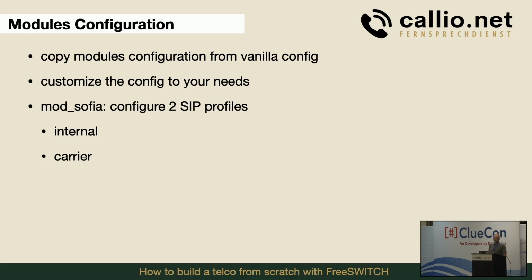After this, take the modules configuration from the vanilla config for all your selected modules and put it together. You can customize it to your needs, and for mod_sofia you have to configure 2 SIP profiles, one internal profile to your customers and one carrier profile which heads to your interconnection carriers.